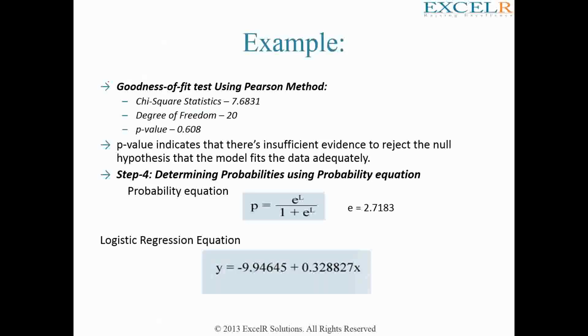Then you have something called the goodness of fit test using the PSN method. Here also you need to look into the p-value. Here the p-value is greater than alpha, by the way, greater than 0.05, which is the alpha value. This indicates that there is insufficient evidence to reject the null hypothesis. So what would you do? You would accept your null hypothesis. That means that the model fits the data adequately.